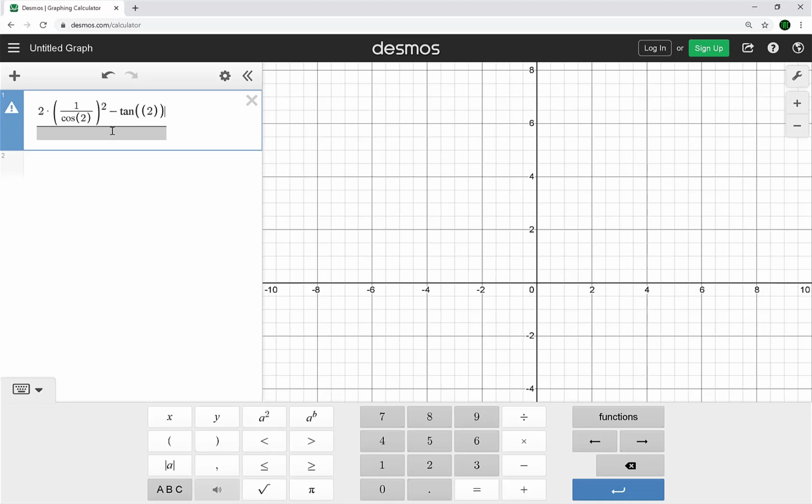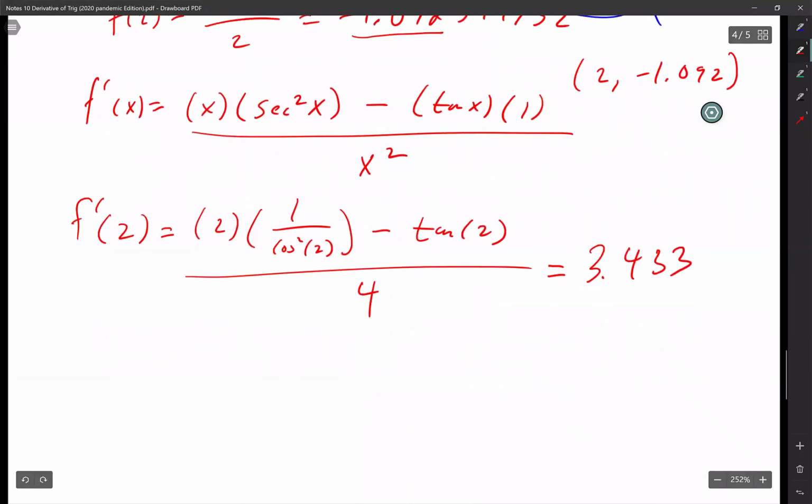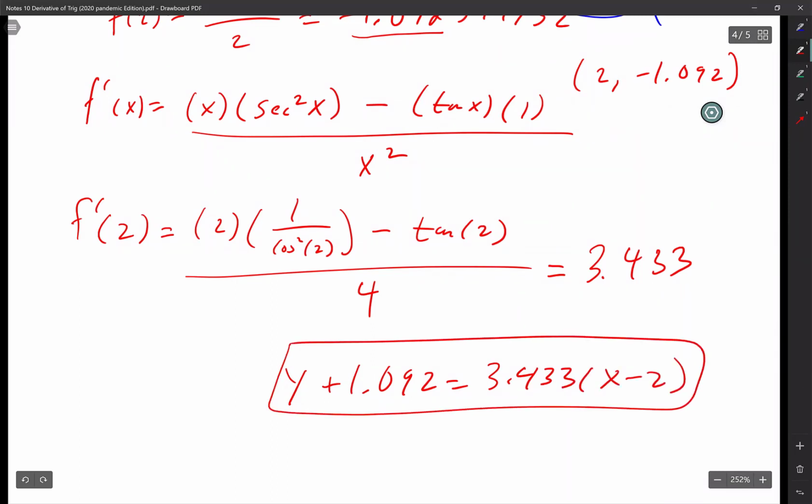And then on the bottom, what do I have? 4. Okay, here's my slope. Oh, put an equal sign there. There's my slope. What is that? Write that number down, guys. Okay, so what do we get? What was this number again? 3.433. So here's my tangent. Y plus 1.092 equals 3.433 times x minus 2. I would not bother. I would leave it alone right there.